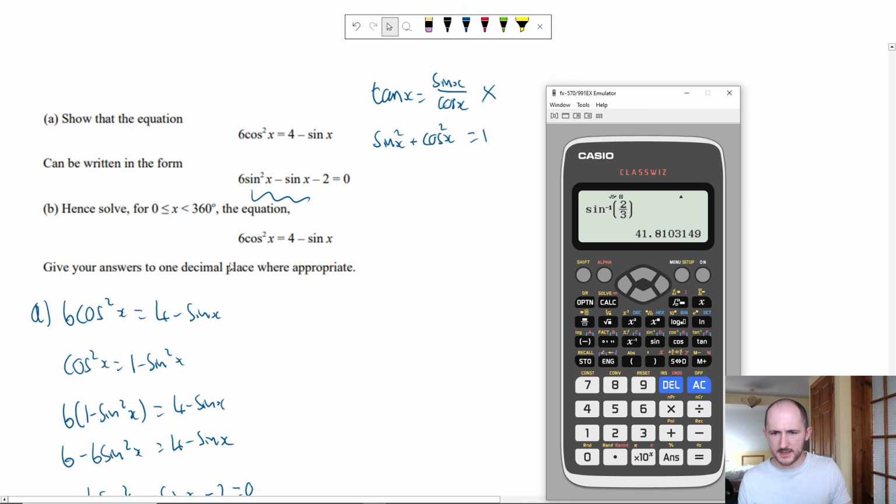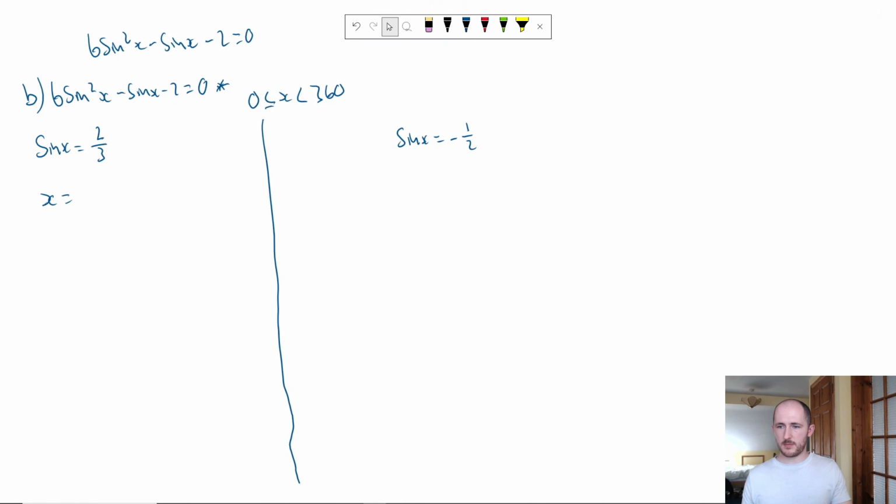41.8. Does it say how many decimal places? 1 decimal place. 41.8. By the way, where it says "where appropriate", what that means is if you've got a whole number, let's say 40, you don't need to add the 0.0. It's only where you need to actually round.